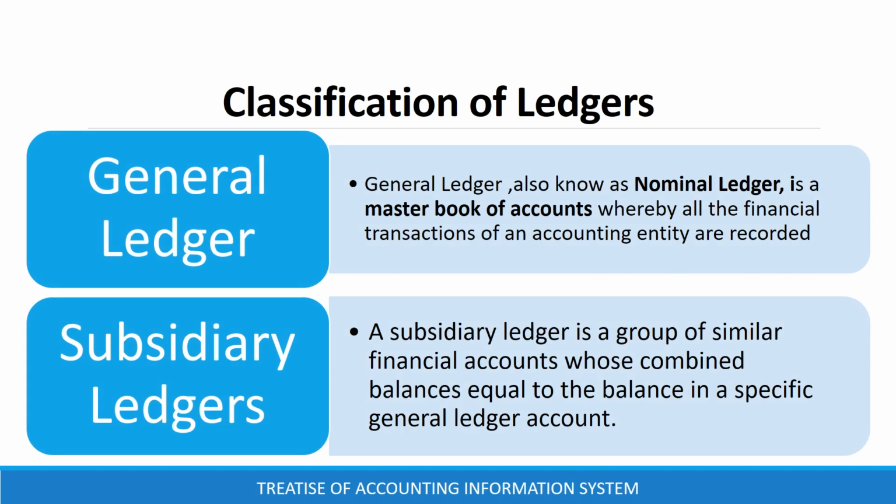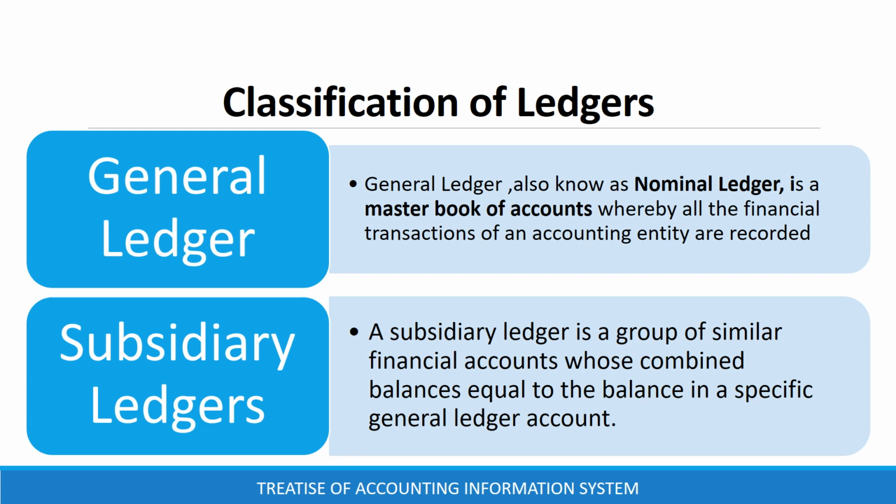Ledgers can be broadly classified into two, that is, general ledger and subsidiary ledgers. A general ledger is also known as a nominal ledger. It is a master book of accounts whereby all financial transactions of an accounting entity are recorded.